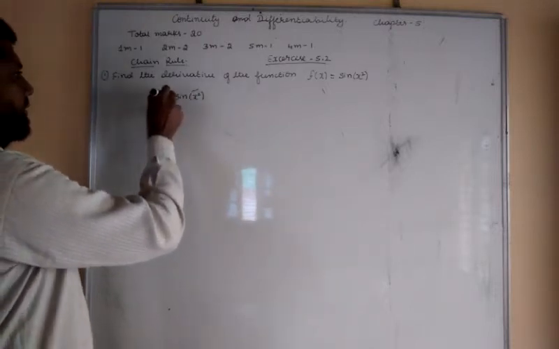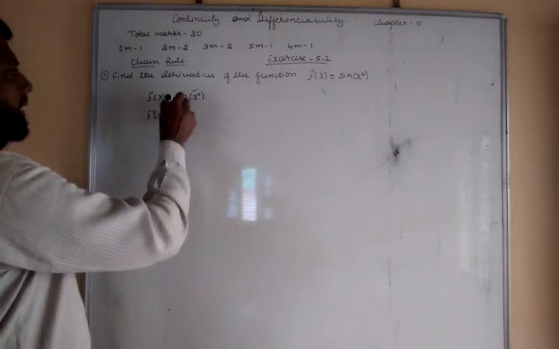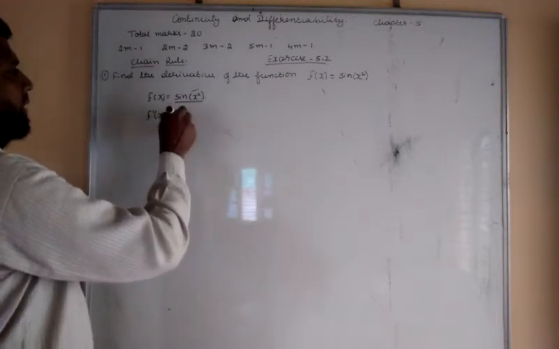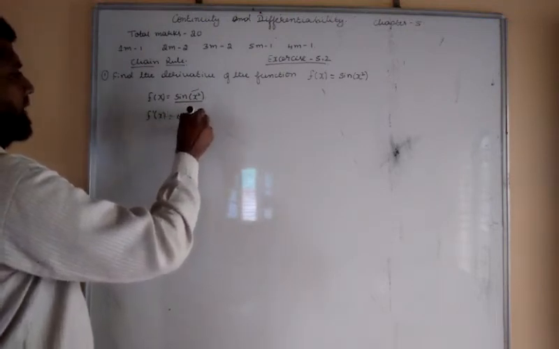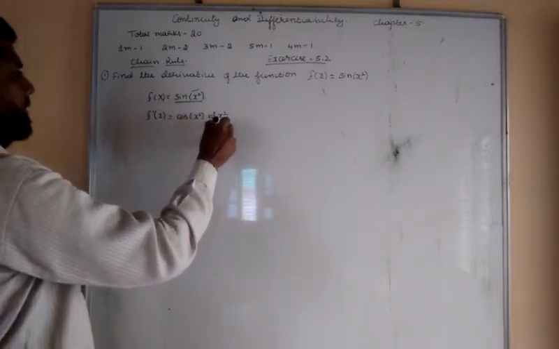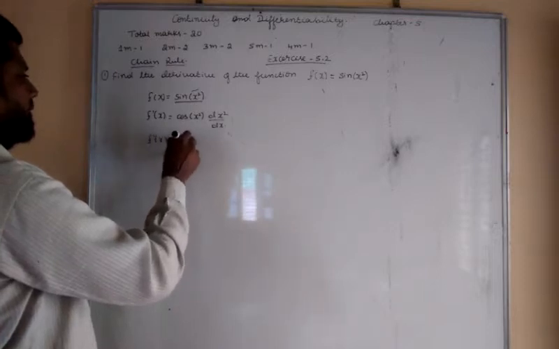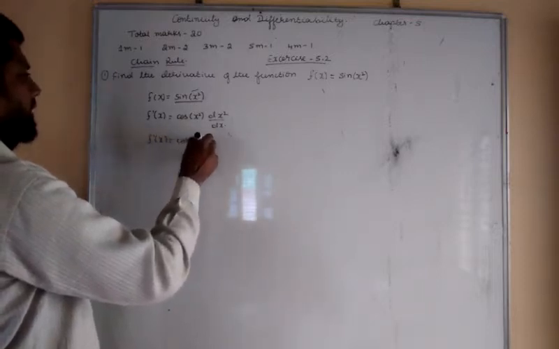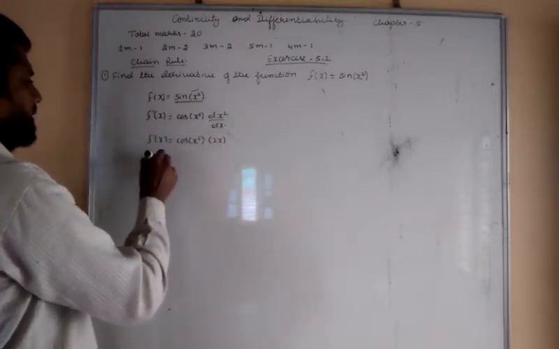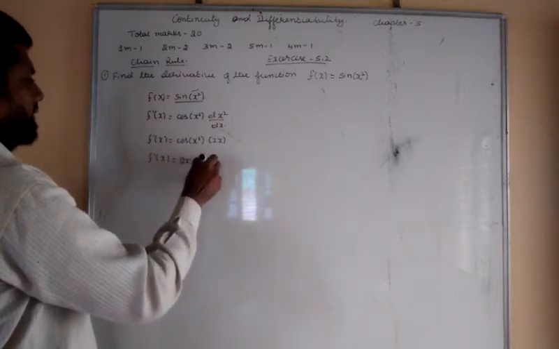Then the differentiation, f dash of x, is called dy by dx. Differentiation of sine x is cos x. In the place of x, there is x square, so again you have to differentiate x square. F dash of x is equal to cos of x square. Differentiation of x square is 2x. Then f dash of x is equal to 2x cos of x square.